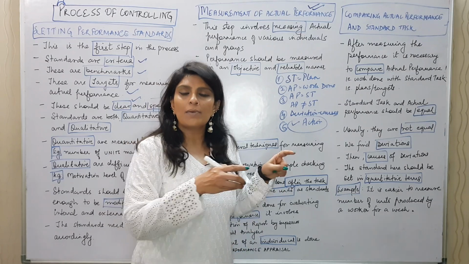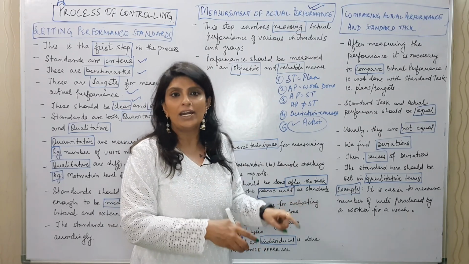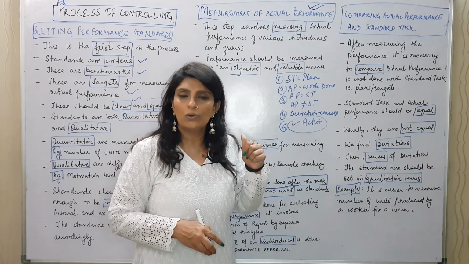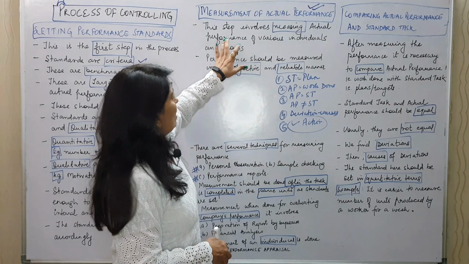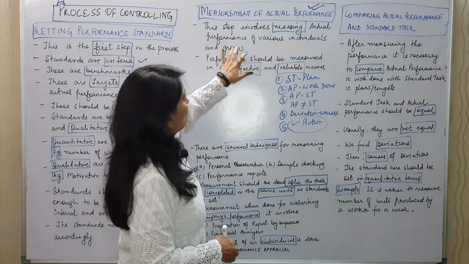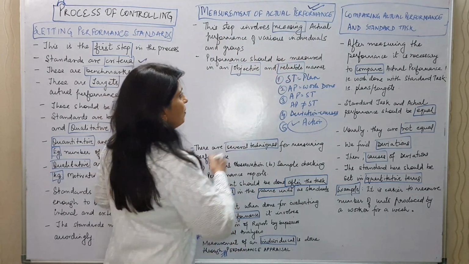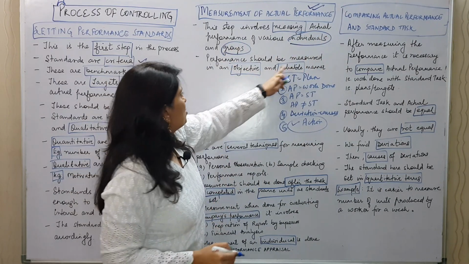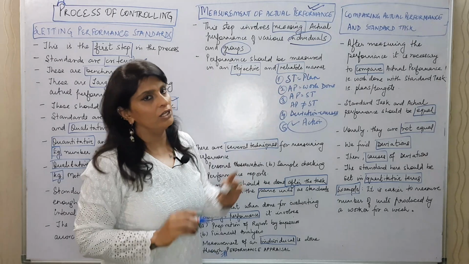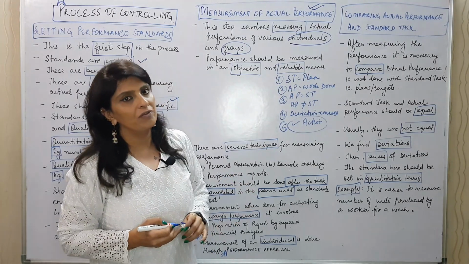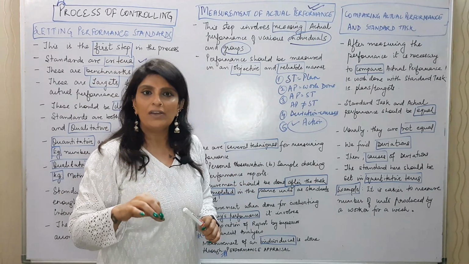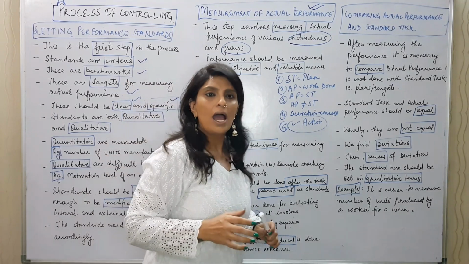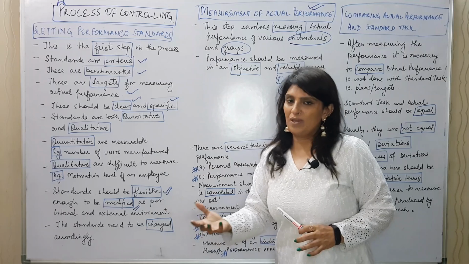Because if we've set some number of units for you to manufacture, and you're not able to accomplish that target, that means your actual performance is not equal to the standards. So this step involves measuring actual performance of various individuals and groups. We have individuals as well as groups here. Performance should be measured in an objective and reliable manner. There should be no partiality, and it should be very, very accurate. It should be a very honest way of evaluating the performance, because people are actually promoted on this basis.